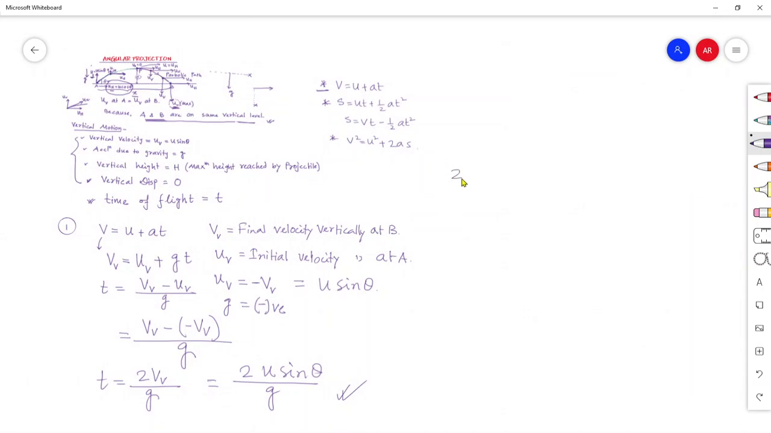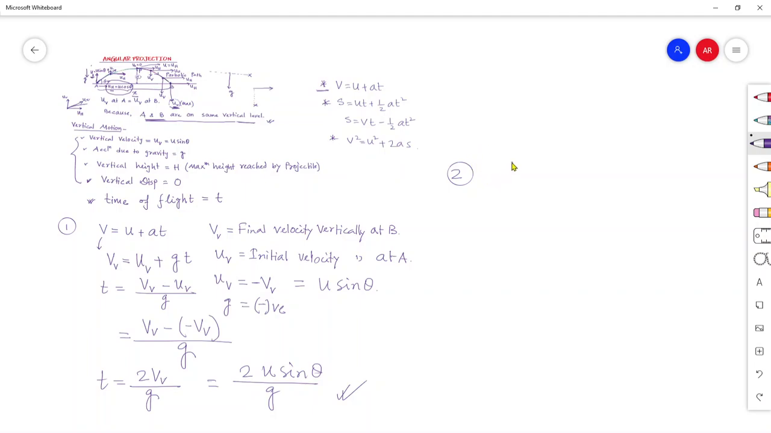The second equation, s equals ut plus half at squared, or s equals vt minus half at squared. One is in terms of the initial vertical velocity, the other is in terms of the final vertical velocity. These are the equations to be considered only in the vertical motion because we have acceleration there, and acceleration acts only in the vertical direction, acceleration or deceleration, whatever you say. In horizontal motion, there is no acceleration, no deceleration. Since there is no air resistance, the horizontal velocity stays the same, constant.